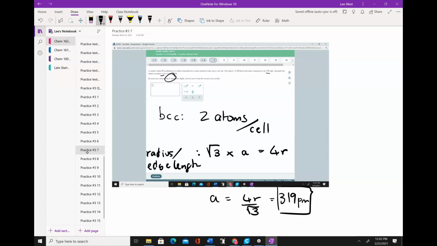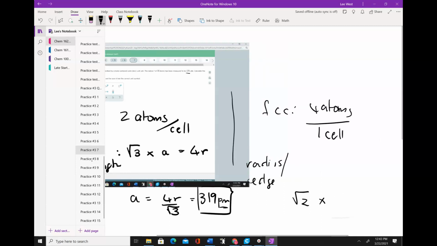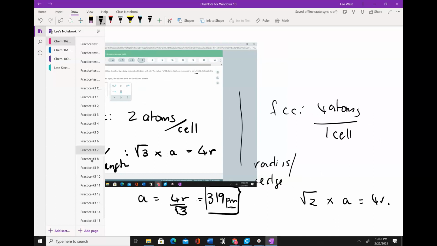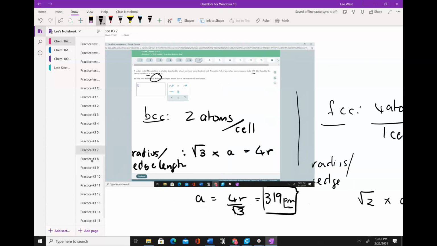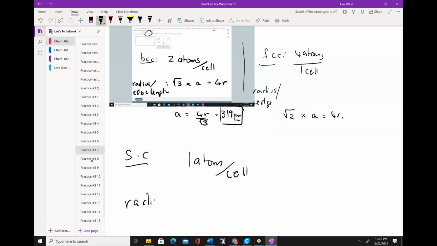Okay, give your answer to 3 significant figures. Make sure it has the correct symbol. We did everything in picometers. That looks great. All right. Now, sometimes you'll get asked questions about this for face-centered cubic. So for face-centered cubic, you just have to remember that you get 4 atoms per cell. And then you need to remember that the radius, edge length relationship is that √2 times the edge length equals 4R. Okay, so occasionally you'll get one on face-centered cubic. You won't normally get one on simple cubic, but if you do, then simple cubic has 1 atom per cell, and your radius, edge length relationship is that A is equal to 2 times your radius. So it's pretty easy.